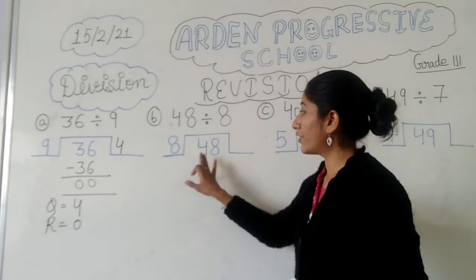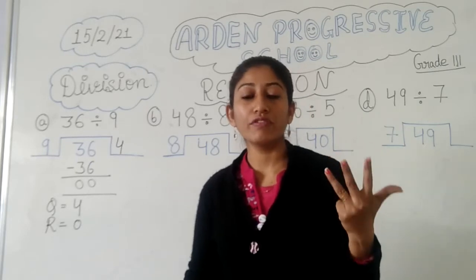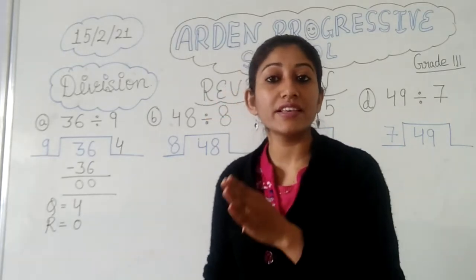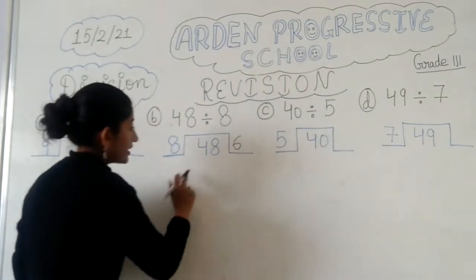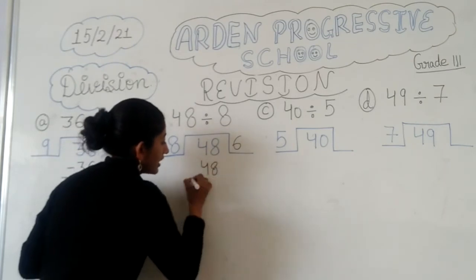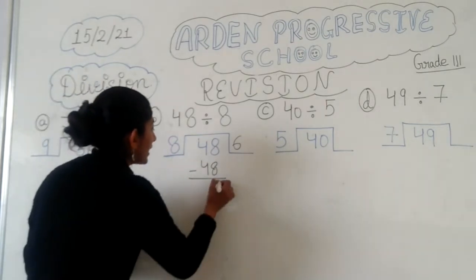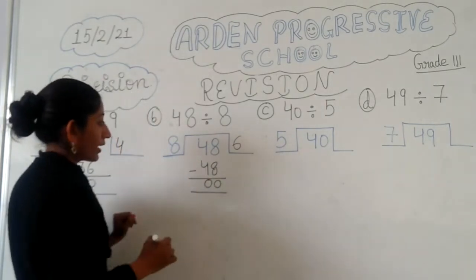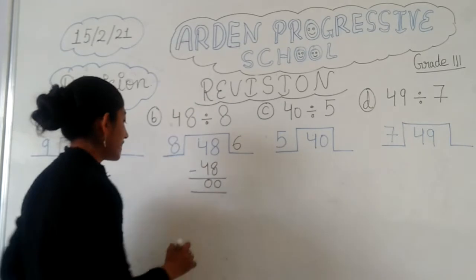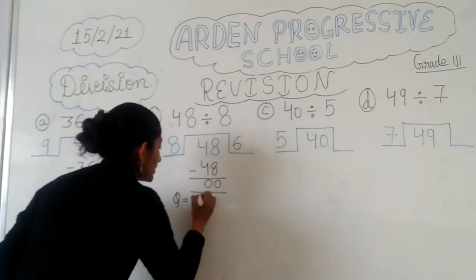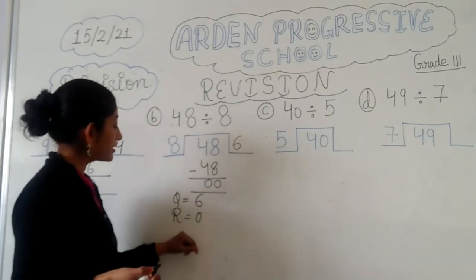So now apply the table of 8 on 48. 8 ones are 8, 8 twos are 16, 8 threes are 24, 8 fours are 32, 8 fives are 40, and 8 sixes are 48. 8 into 6 is 48. So what do we put here? 8 sixes are 48. And after this what do we have to do? We have to do minus, meaning subtraction. On subtracting what are we getting? We are getting 0. So same thing, what is the answer? After dividing we are getting 6 as the answer. And if somebody asks what is the quotient, you can say 6 is the quotient. What is the remainder? 0 is the remainder. Nothing is left. 0 remainder means nothing is left.